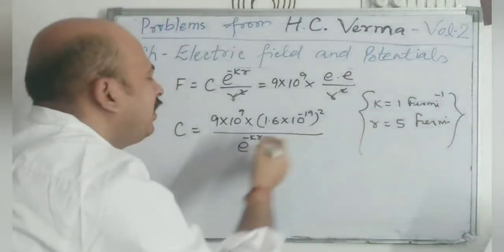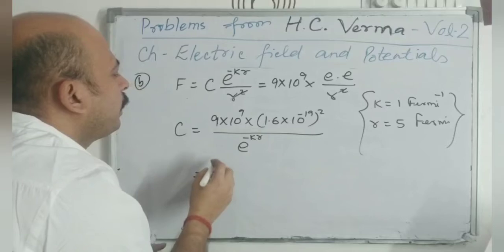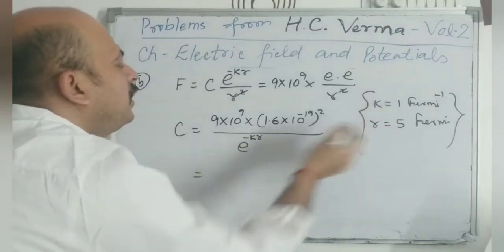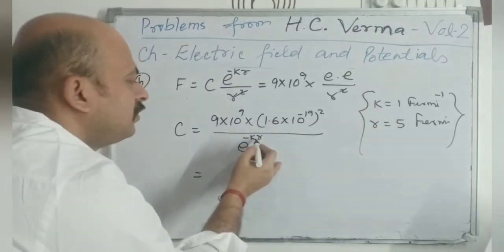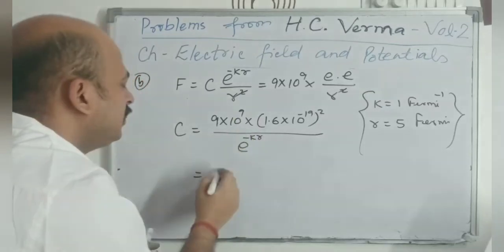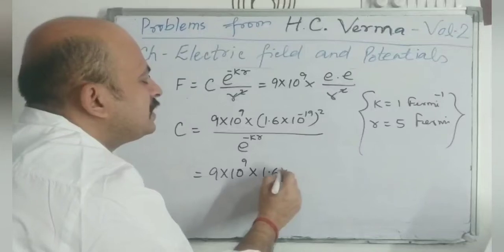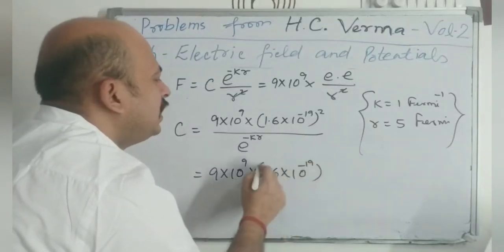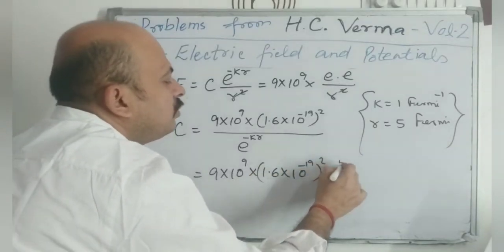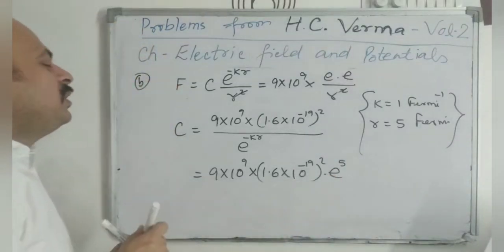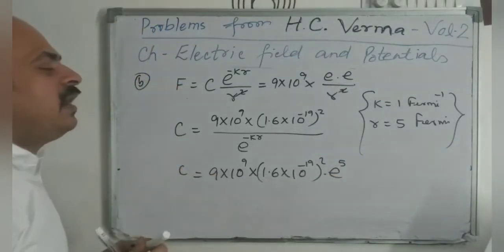If you put Kr here, that will be 1 into 5, 5. So e to the power minus 5. So it becomes 9 into 10 to the power 9, 1.6 into 10 to the power minus 19 whole square, e to the power 5. So this will be your answer. You can calculate that value.